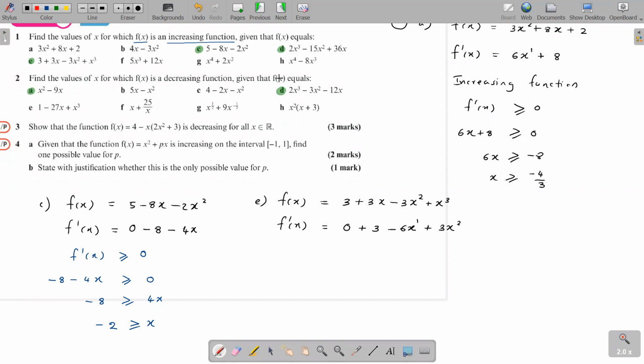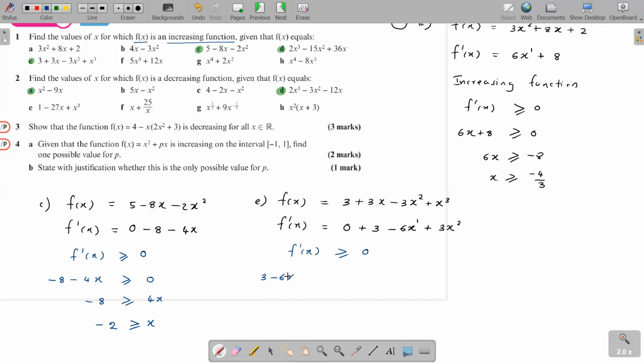I'll do part D afterwards. Okay, so if my f'(x) is correct, right? Yeah, 3 minus 6x plus 3x squared. So now what do we need? We need the function to be increasing, which means we want our f'(x) to be greater than or equal to 0 for the increasing function.